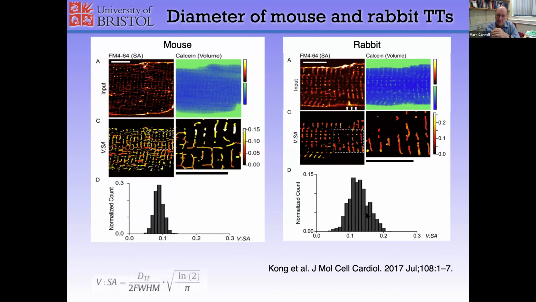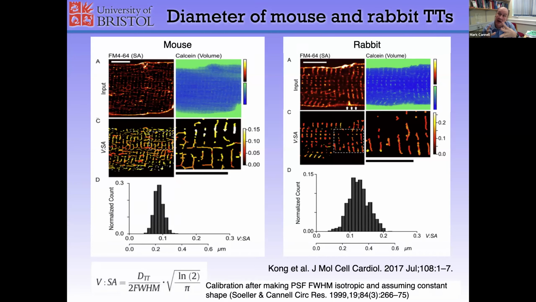Well, if we make some assumptions, such as that the shape of the underlying structure is constant, here we assume it's roughly cylindrical or close to being a cylinder, then in fact we can calibrate those signals based upon the labeling at the surface and in the bulk solution. And we end up with a rather simple formula that relates the diameter of the t-tubule to this volume to surface area ratio. And this paper is in the Journal of Molecular and Cellular Cardiology if you're interested in looking into the methods a bit more.